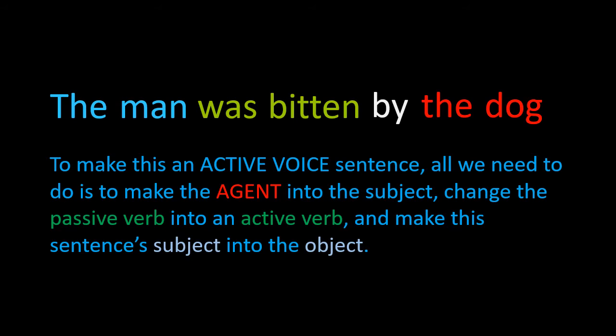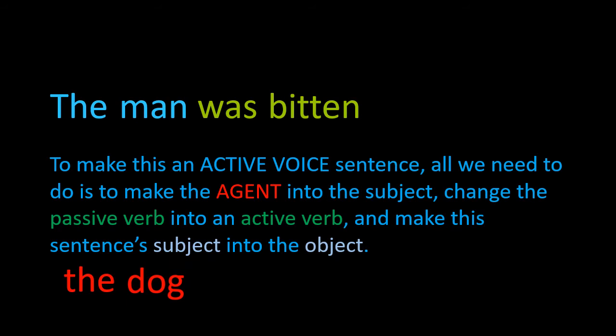Now, to make this into an active voice sentence, all we need to do is to make the agent into the subject. So we put the dog at the beginning of our active voice sentence. And then we must change this passive verb, was bitten, into an active verb. And then make this sentence's subject, the man, the object. So instead of going blue, green, red in this passive sentence, we're going to make a red, green, blue sentence. As simple as that.